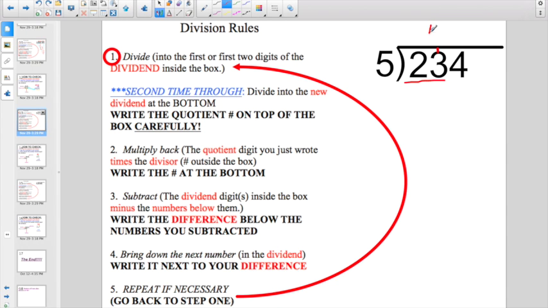And hopefully everybody here knows that answer would be 4. Make sure you have this written down. Hit pause if you don't. Getting ready for step 2.